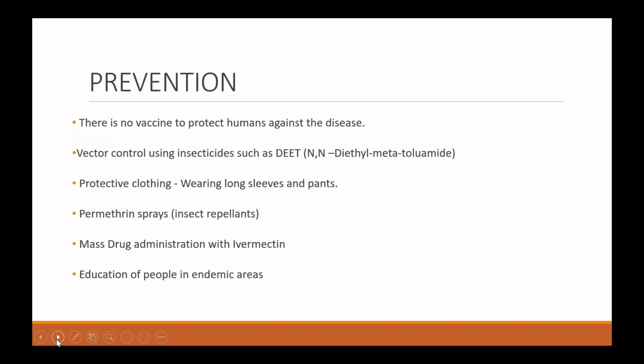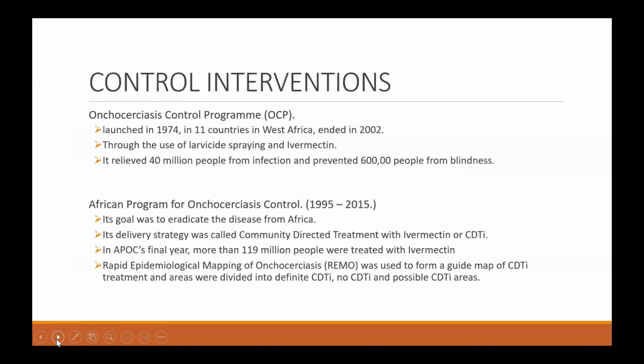So no vaccine, but there can be vector control with insecticides, protective clothing, insect repellent sprays and creams, and mass drug administration with ivermectin. And then, of course, educating people in the endemic area so that they get preventive treatment early before they develop any of the long-term complications of the skin or the eyes.